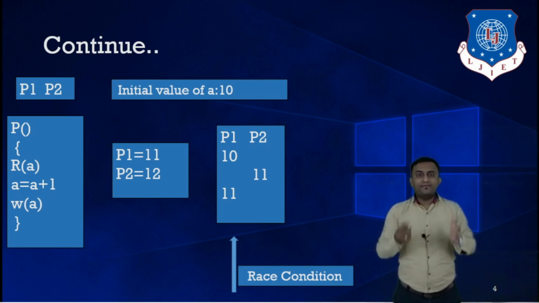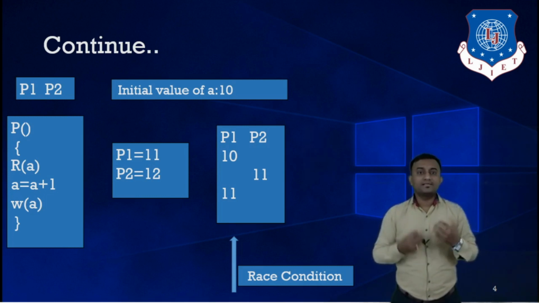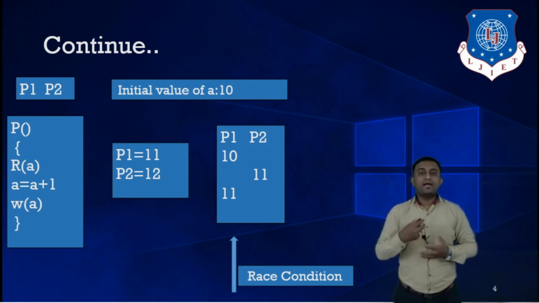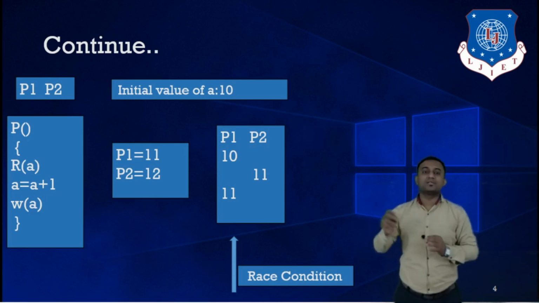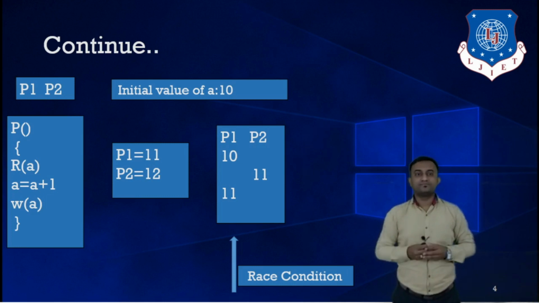If we are allowing more than one process to try to access the same code at the same time, with the context switching scenario, as I told you, it may lead to inconsistency. So the answer should be 12, but we are getting 11 in this case, and that problem is nothing but race condition, which is very important for your examination purpose.